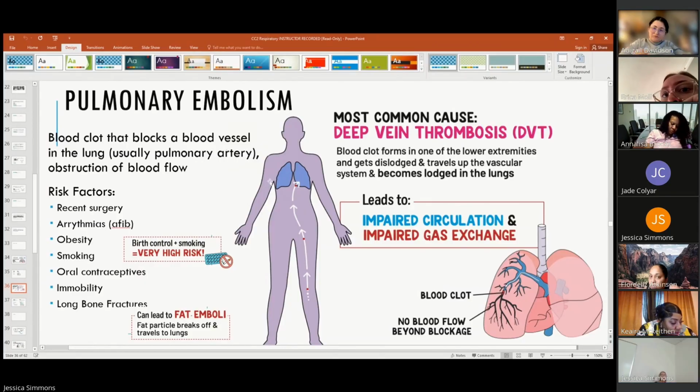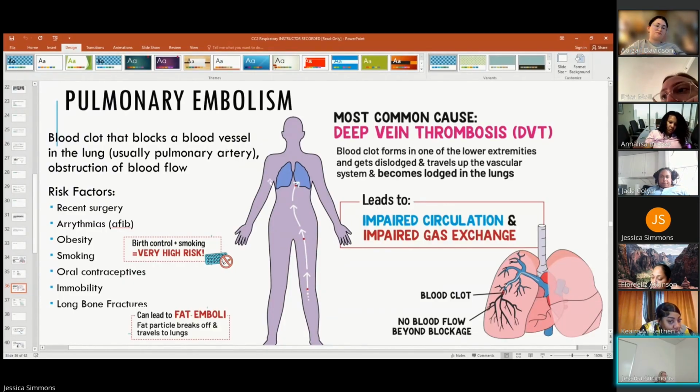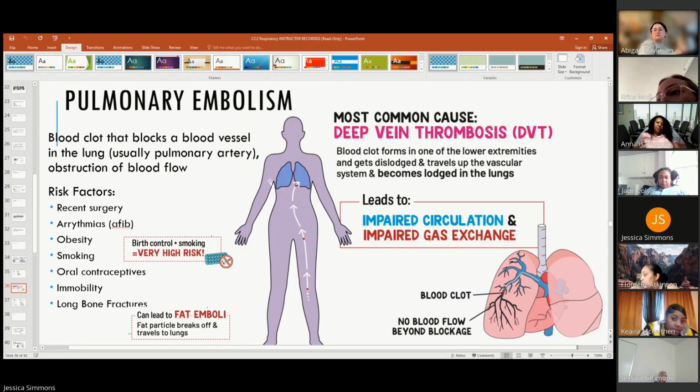So if you're not, then AFib is a huge risk factor for clotting. Obesity, smoking, birth control plus smoking, huge, huge, huge risk. Oral contraceptives by themselves, smoking by themselves are risky, but put them together, you're doubling your risk. Long bone fractures, that can lead to a fat embolism.